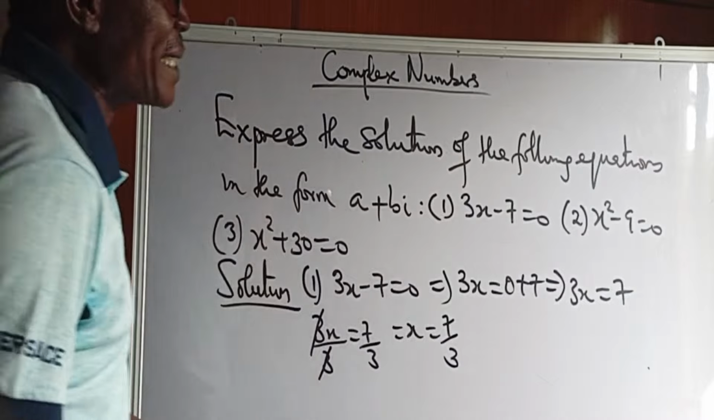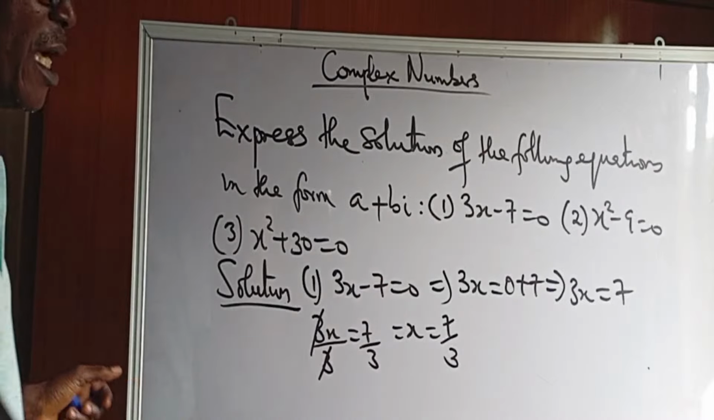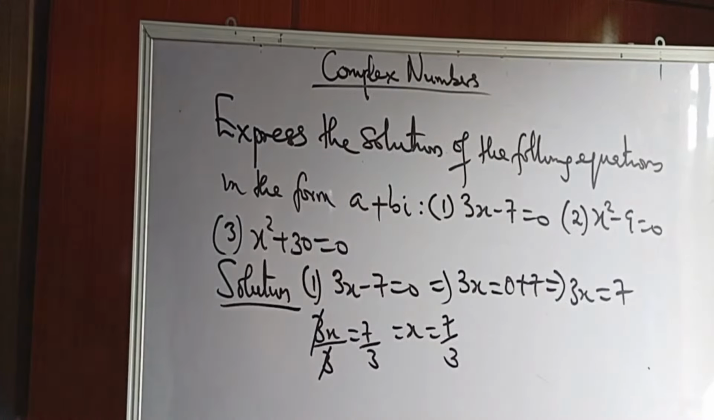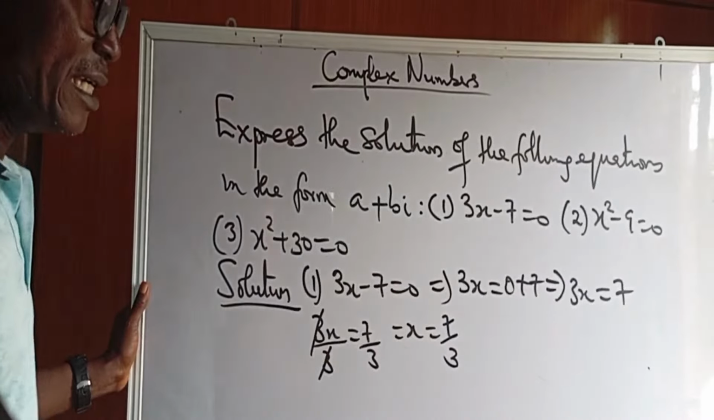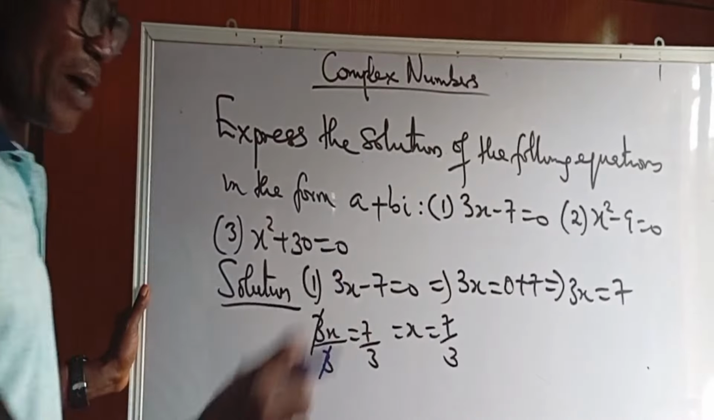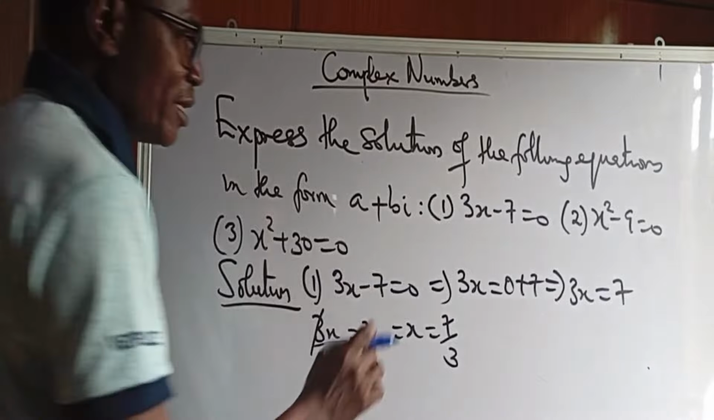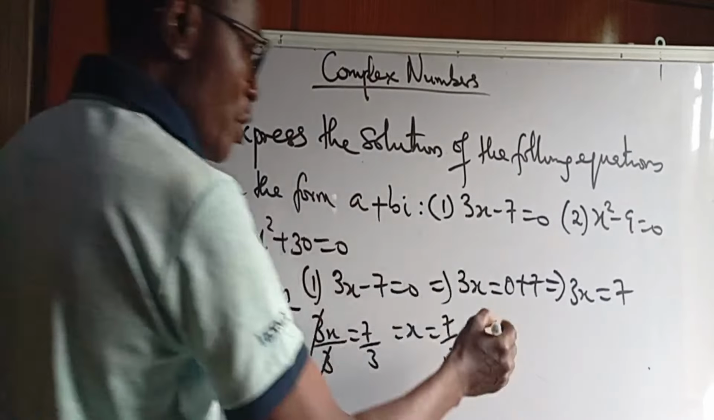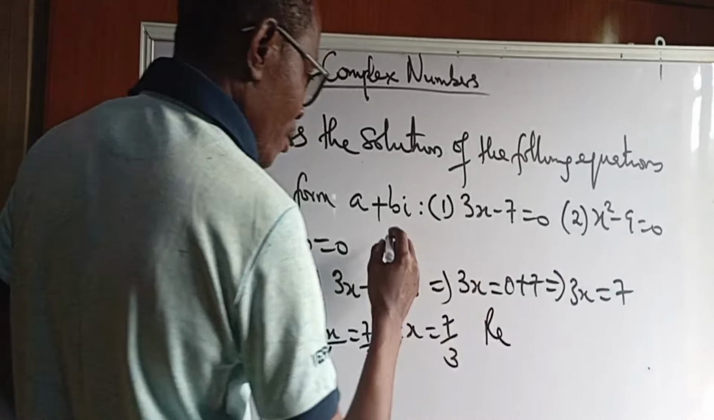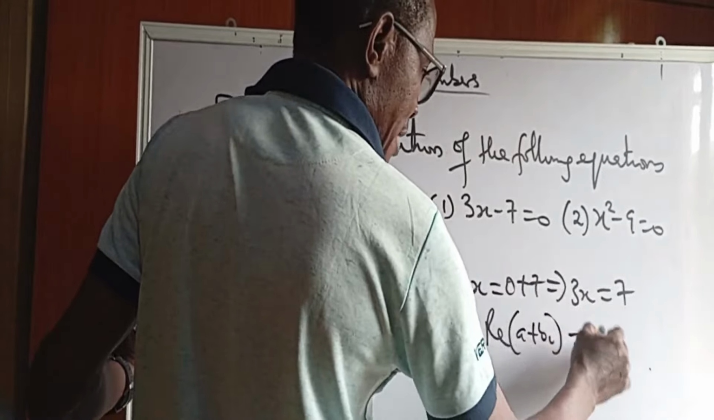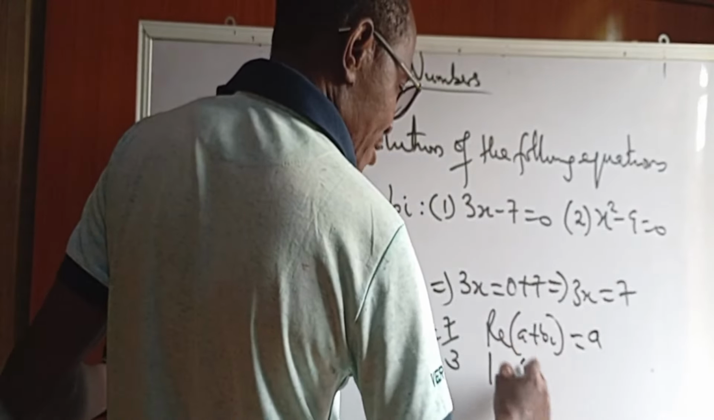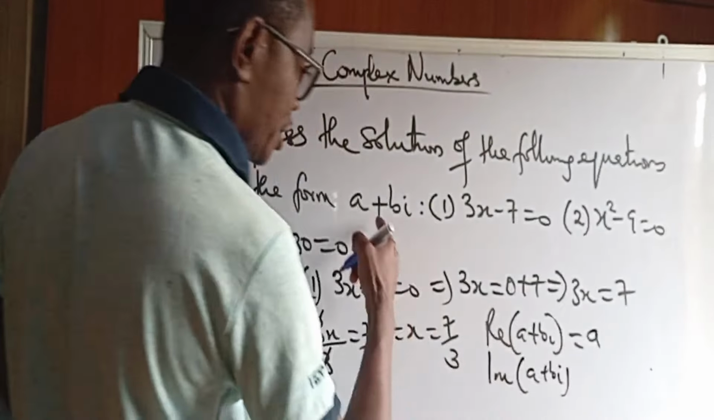Now, how do we write x is equal to 7 over 3 in the form a plus bi? We have gotten the value of x, but we have to write it in the form a plus bi. You observe that the value of our x here is just a rational number without i. Since we know that the real part of a plus bi is a, while the imaginary part of the expression is b.